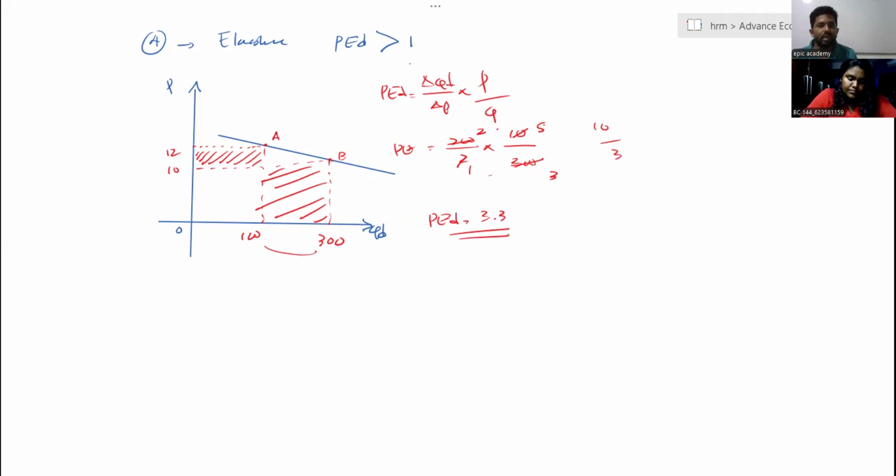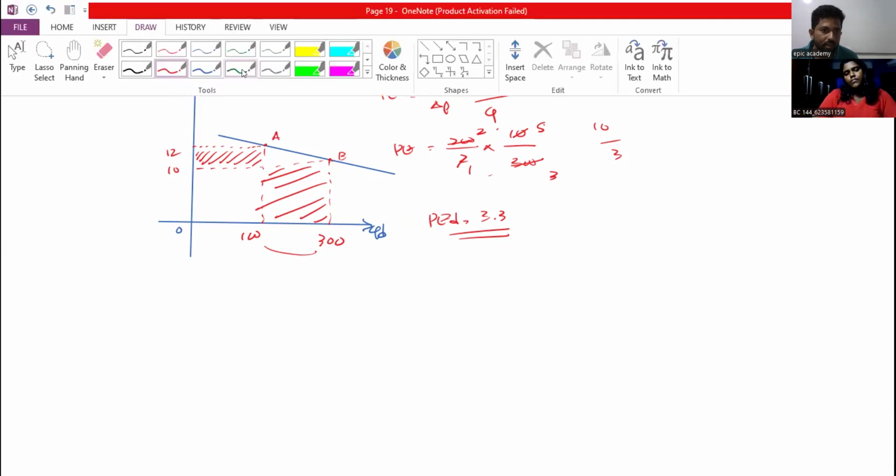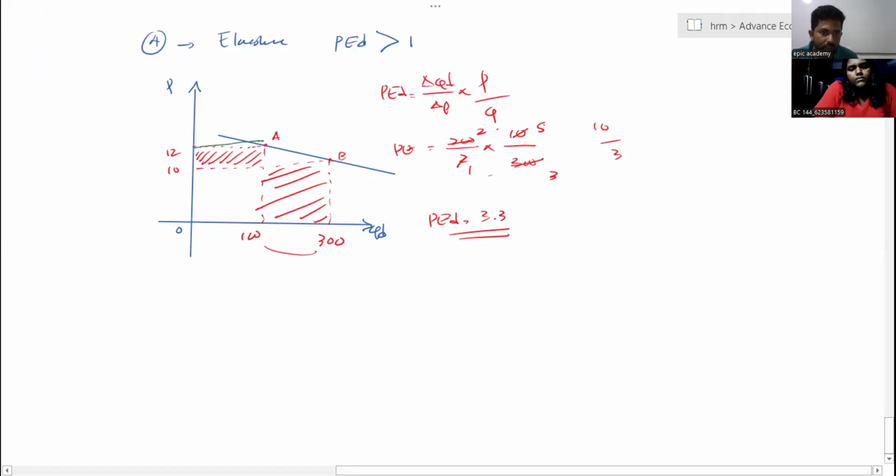3.3 is always greater than 1. Now you can identify how it becomes greater than 1. There's no secret here. Just look at the change in the prices and the change in quantity demanded. More response. For a certain amount of change in the prices, the quantity demanded change takes a greater value than the price change. That is how it becomes. It's very easy to understand.